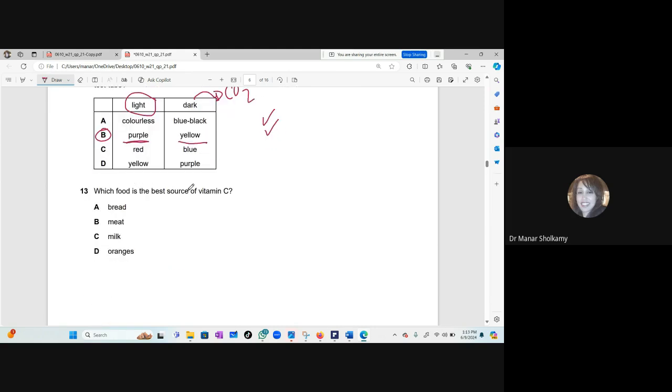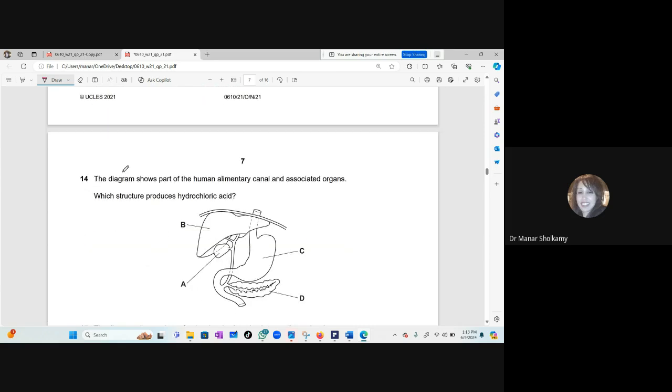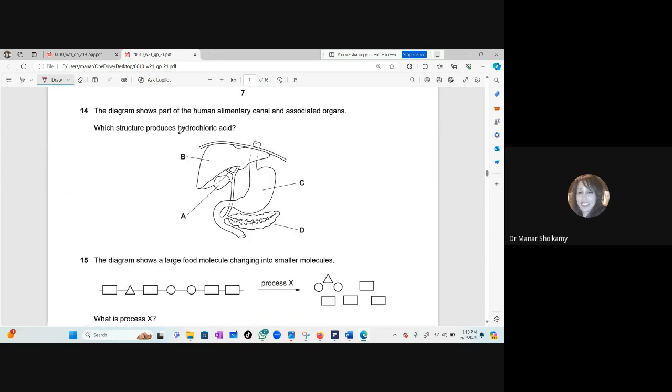Which food is the best source of vitamin C? Bread, meat, milk, or oranges? Now this is D. The diagram shows part of the human alimentary canal and associated organs. Which structure produces hydrochloric acid? B, A, C, or D? C, of course, the stomach.